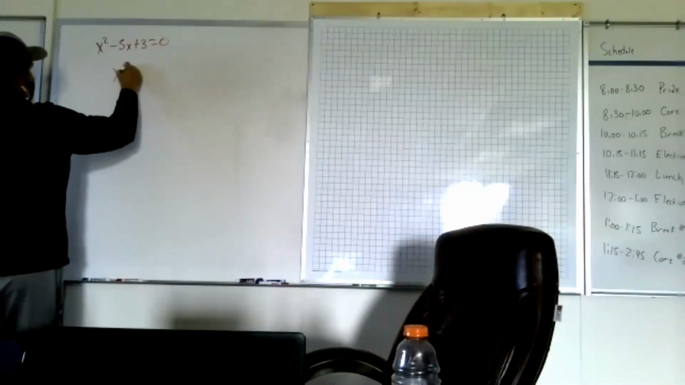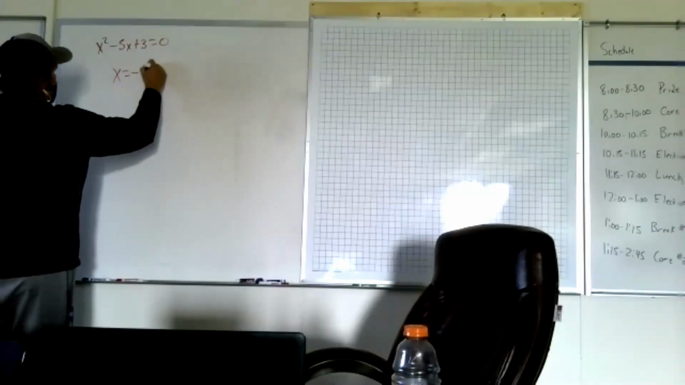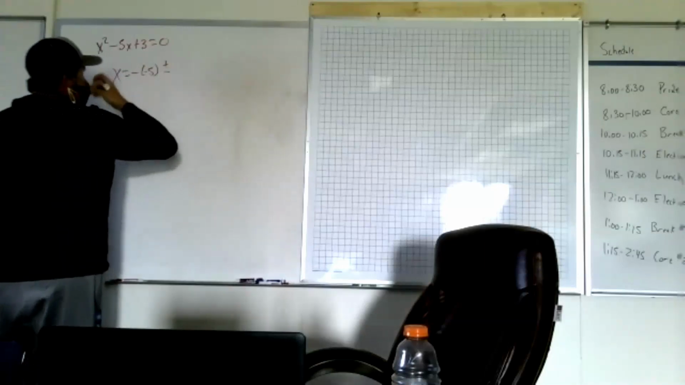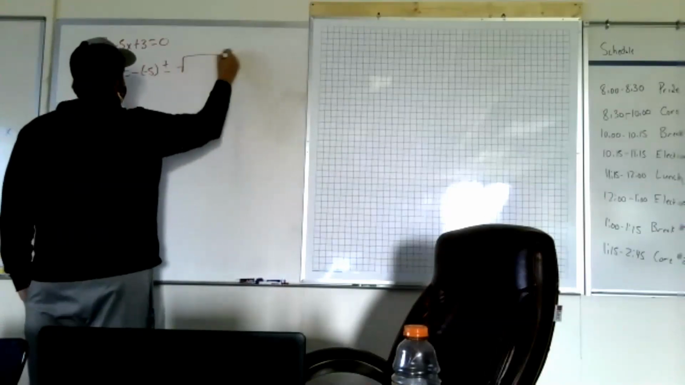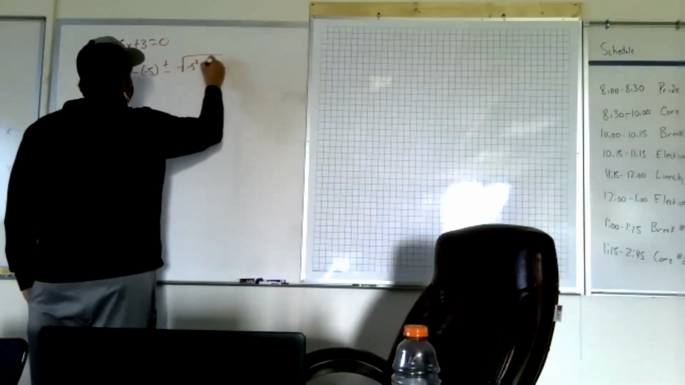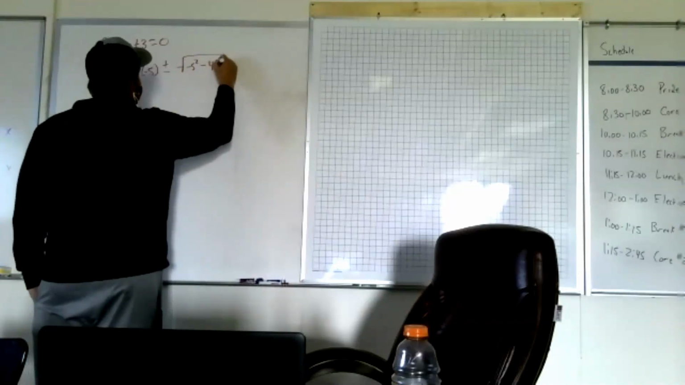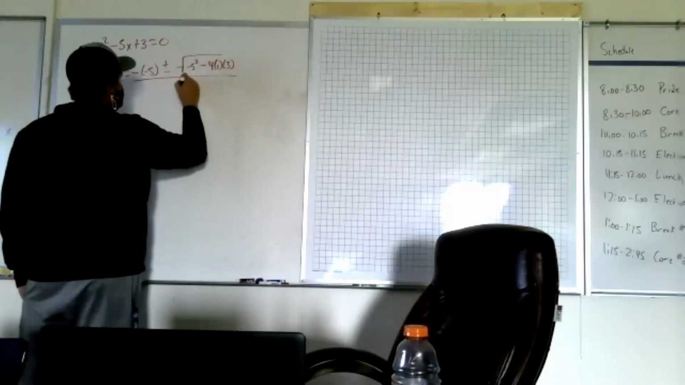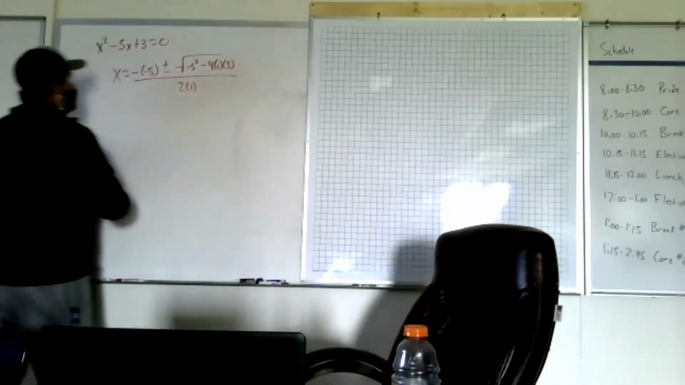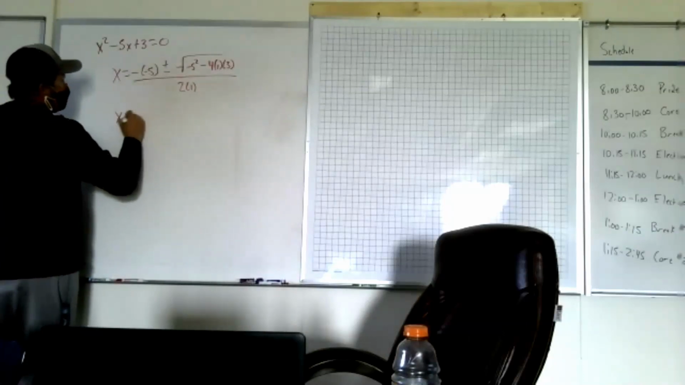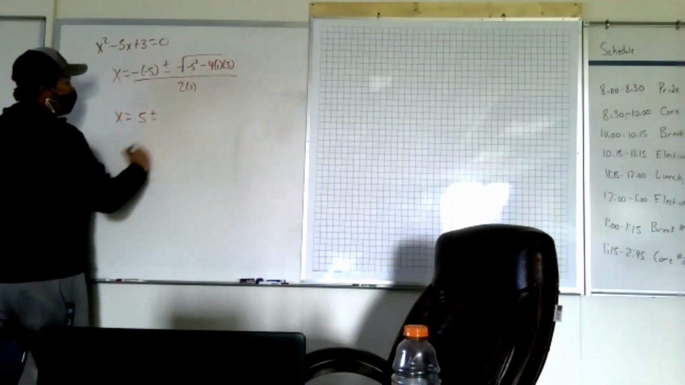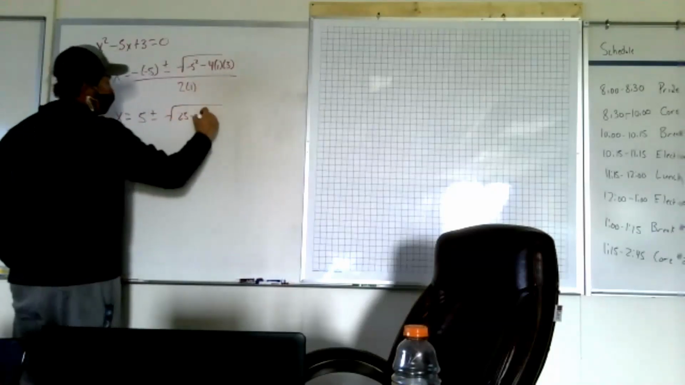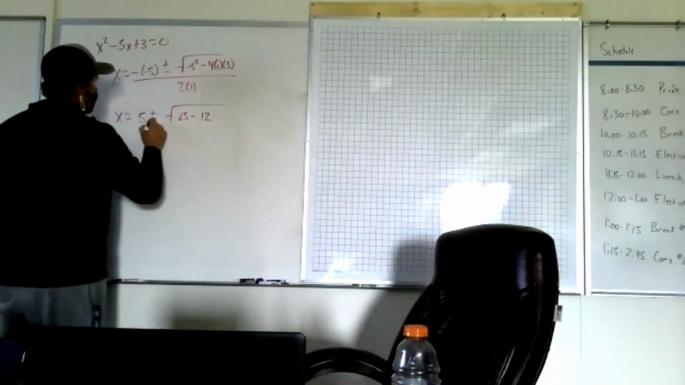Quadratic formula, x is equal to the opposite. So negative 5, or -5 plus or minus the square root of -5 squared minus 4 times 1 times 3, all over 2 times 1. So if we simplify, x is equal to 5 plus or minus the square root of 25 minus 12 over 2.